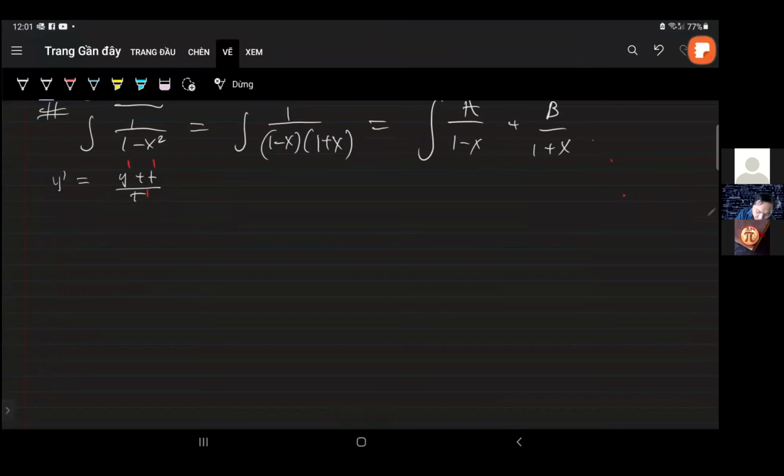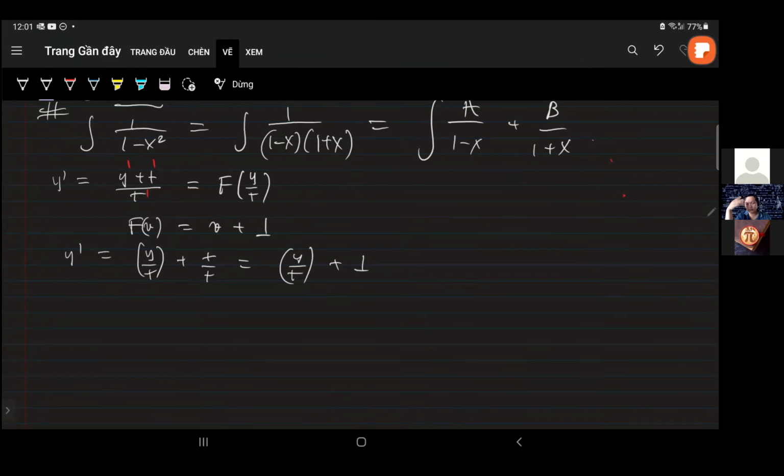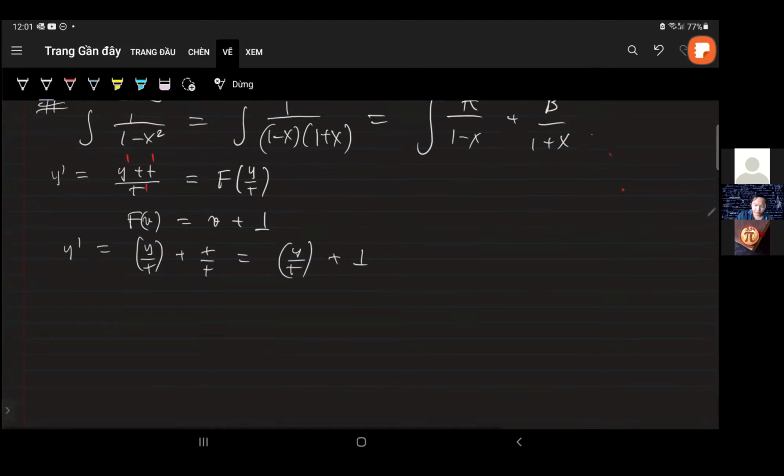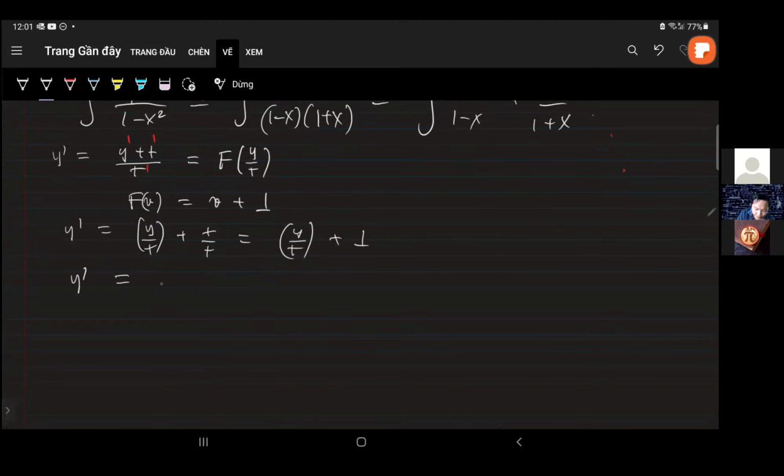So we have y prime equal to f of y over t, right? So what is the function f here? The function f here is just v plus 1, a linear function. Because if you separate that fraction into 2 fractions, y prime equals y over t plus 1, and you consider y over t as a new variable, you have y prime equals v plus 1, where v is y over t.